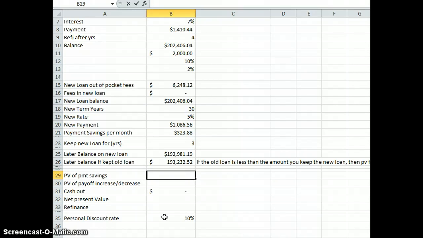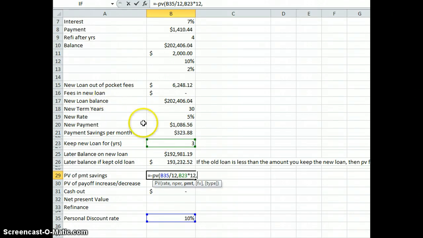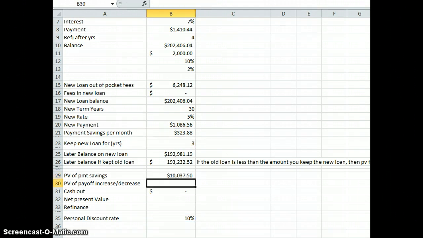So this is going to be present value of, our rate is going to be 10%. And then our number of periods is going to be 3 times 12. And then it's going to be by our savings. So this is going to be the total amount of money that we save over these 3 years having this loan compared to the other one. It would be $10,037.50 roughly.